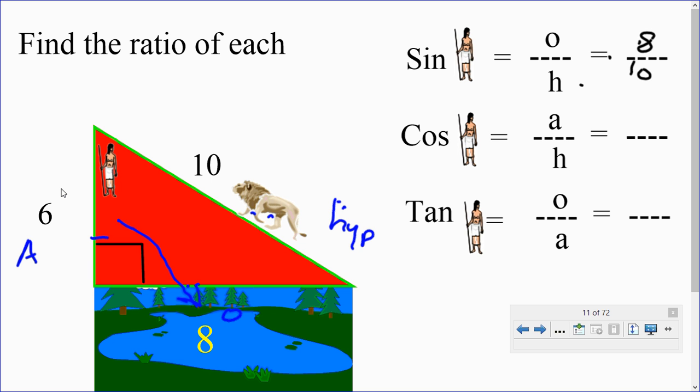And now what is our A over H? If you said 6 over 10, you are correct. And now we're left with our O over A for a tangent. If you said 8 over 6, you are correct. We're allowed to have improper fractions in this. So be careful where SOHCAHTOA stands. Sometimes he's at the bottom near the lake or at the top of the mountain, just trying to figure out where his horse is to get a better vantage viewpoint.